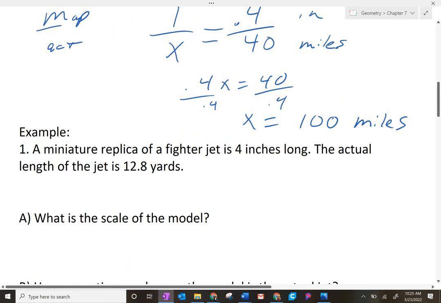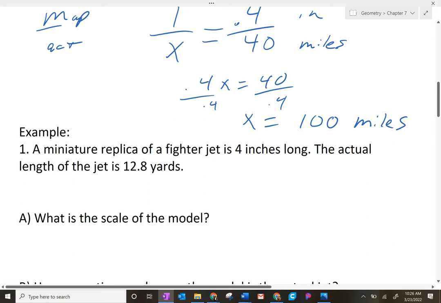Okay, so this next one gives us the same thing. It says a miniature replica of a jet fighter is 4 inches long. The actual length of the jet is 12.8 yards. I need to figure out what my scale of the model is. It is all the exact same thing, so I don't need to do cross multiplication. I just get to work with those numbers by themselves.